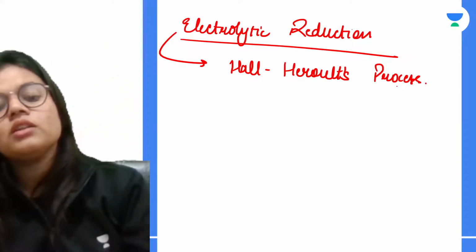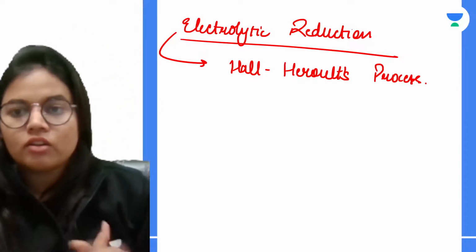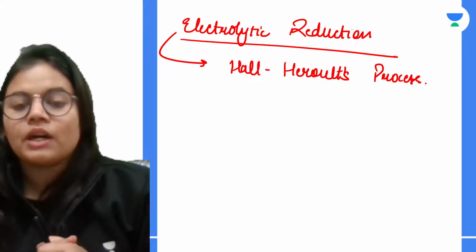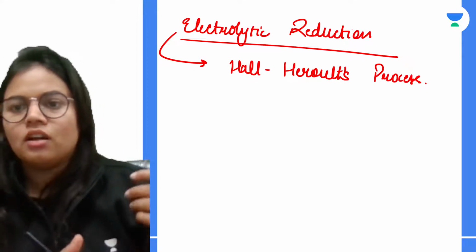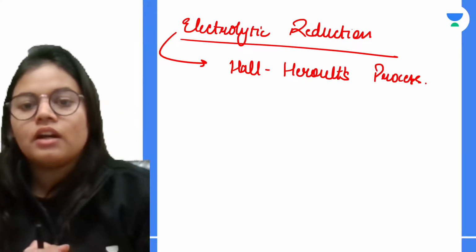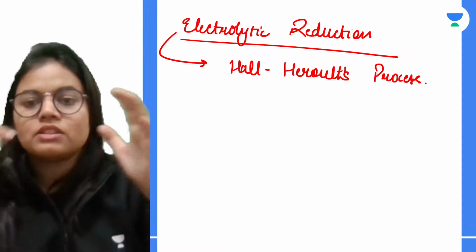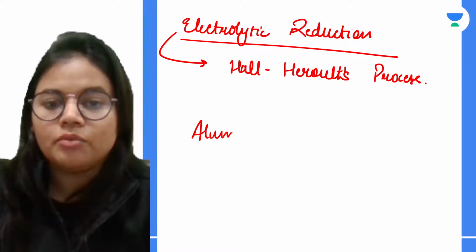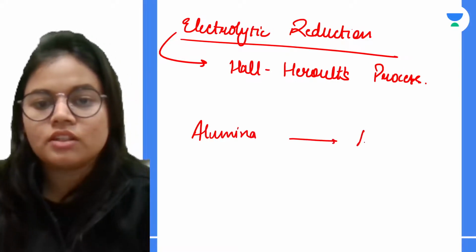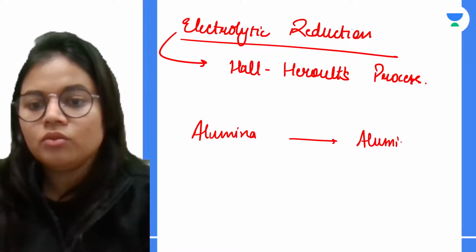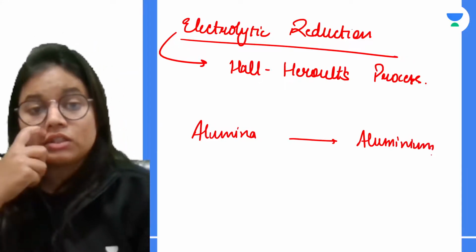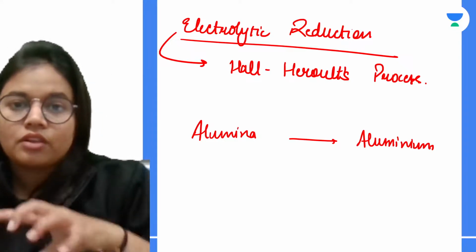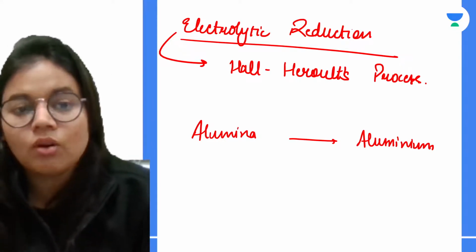Now, in the electrolytic reduction or the Hall-Heroult process, as we call it, there are certain important things which we are using, such as the electrolytic cell, the electrolyte, etc. Which is a whole process to get the aluminium from alumina. So basically, this process is for alumina to aluminium. Of course, this is the topic that we will be taking in our next class, not right now. I'm just giving you a basic gist of what this process is all about.